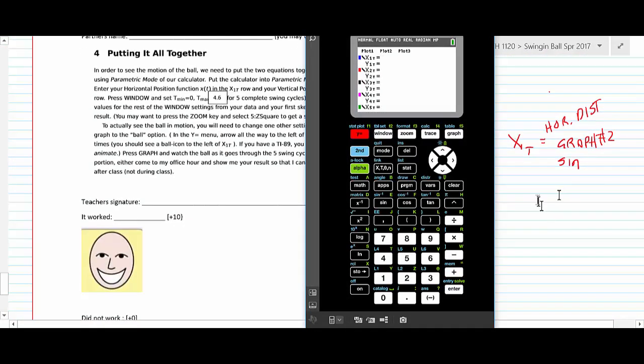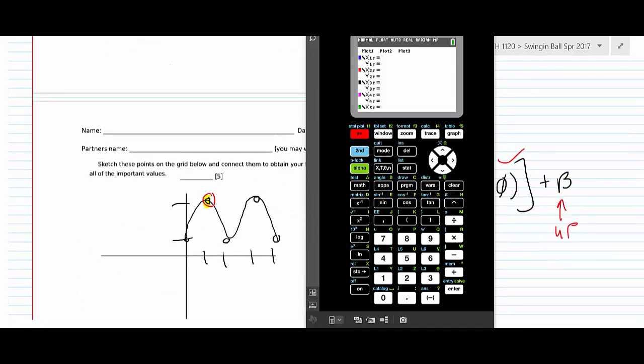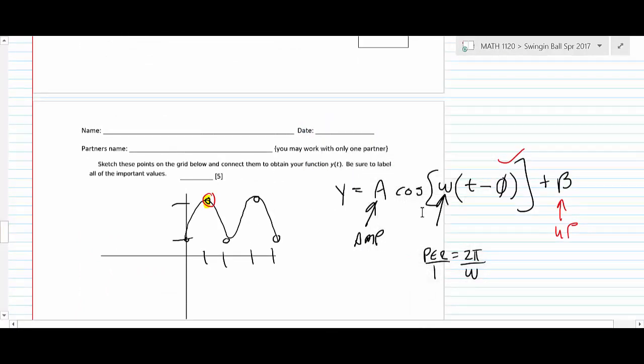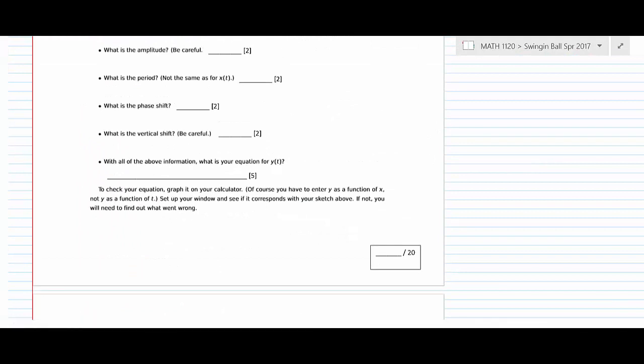Then what you're going to do for y1 of t is you're going to put in that third graph. So that's the third graph, the one that I just did. That will be this one that you'll probably use a cosine on. Or if you prefer to use a sine, that's fine. I don't care. I just want it to work. Okay? So then that's what you're going to have when you put that in kind of like this.